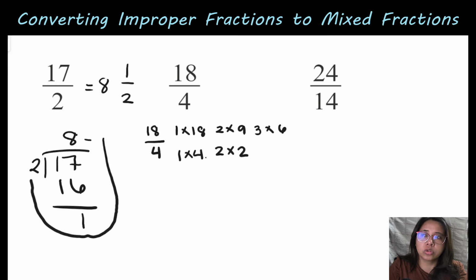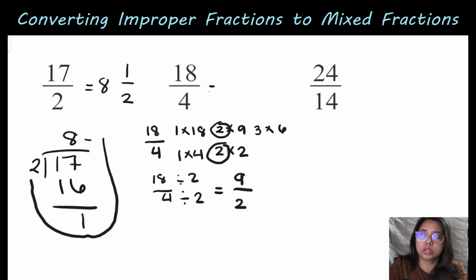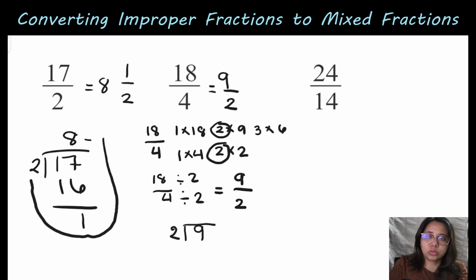So, ano yung kanyang greatest common factor? That is number 2. Okay, so i-divide natin yung 18 over 4 sa 2. Okay. So we have 9 over 2. At ito naman yung ating i-convert sa mixed fraction. So we have 9, okay, divided by 2 is 4. 4 times 2 is 8. And then 9 minus 8 is 1.